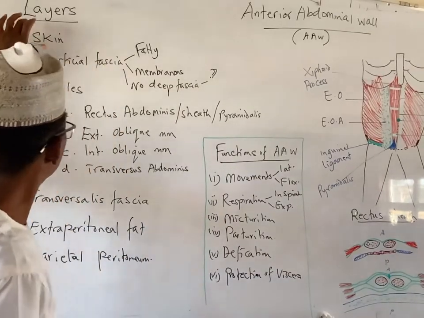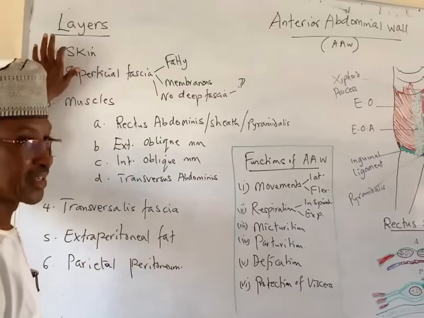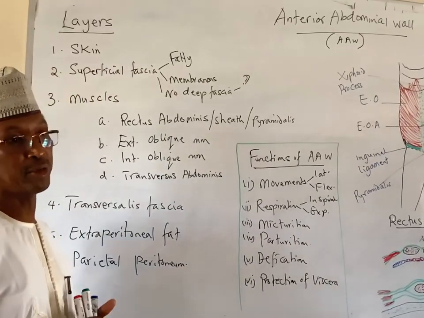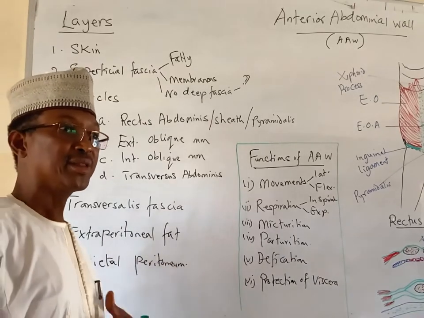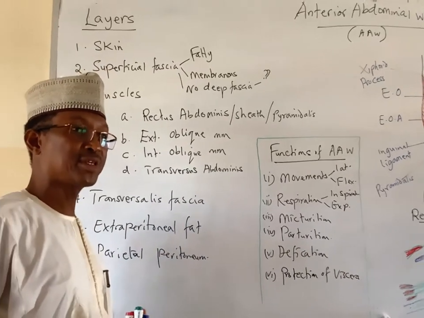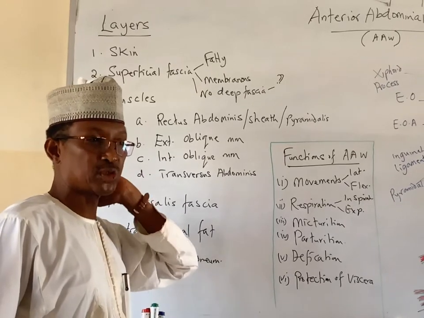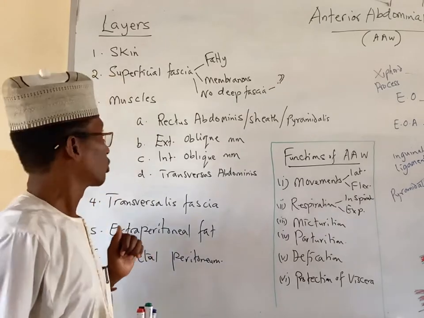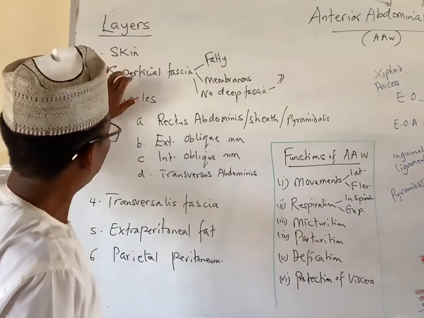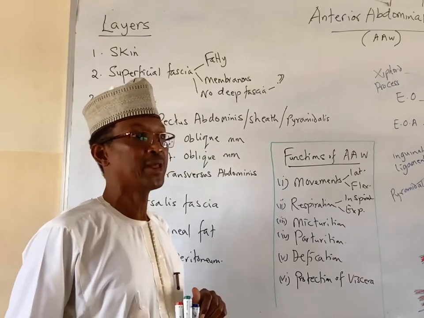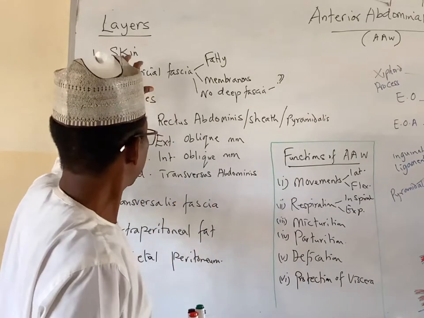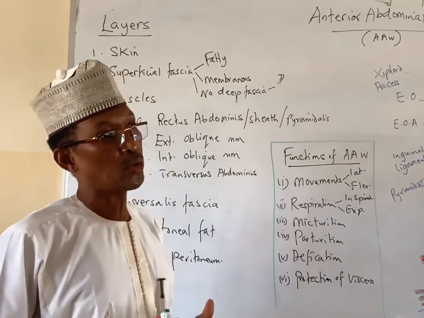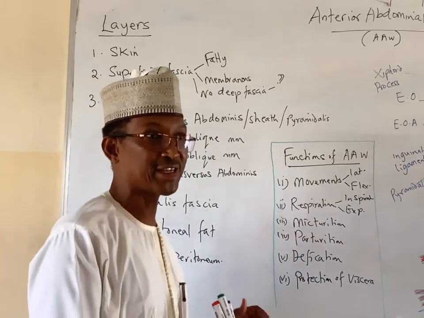First and foremost, of these layers, we have the skin, which is not different from any other skin in any other part of the body. Although actually, the skin over there is a little bit thinner as compared to the skin of the scalp and the skin at the back of the neck. You understand? So we have skin, followed by superficial fascia. The superficial fascia is the only fascia found in the anterior abdominal wall, so it means that we don't have what we call deep fascia.